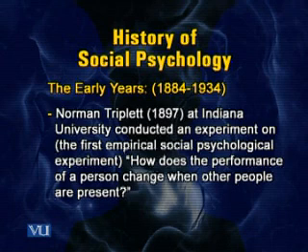In 1897, he published a paper on the first experiment in social psychology. He was working at Indiana University, USA, and he was interested in finding out how the performance of a person changes when other people are present. In fact, he was very much interested in motorcycle rides, and he observed that motorcycle and bicycle riders paced faster when they were pacing with other cyclists.